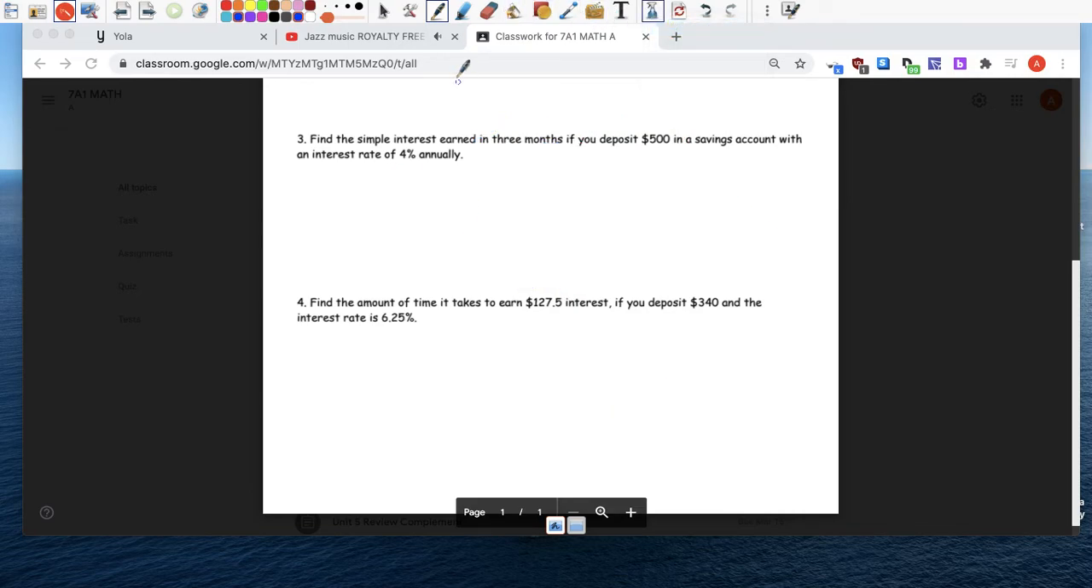Like I said, nobody's gonna give you $5 for free, right? So might be something to consider. ¿Cuánto tiempo le toca para ganar $127.50 si depositas $340 with an interest rate de 6.25? How much time does it take to make $127.50 if you deposit $340 and the interest rate is 6.25? So how long do you leave this money here in the bank? 1 year, 2 years, 5 years, 10 years? So let's find that out.